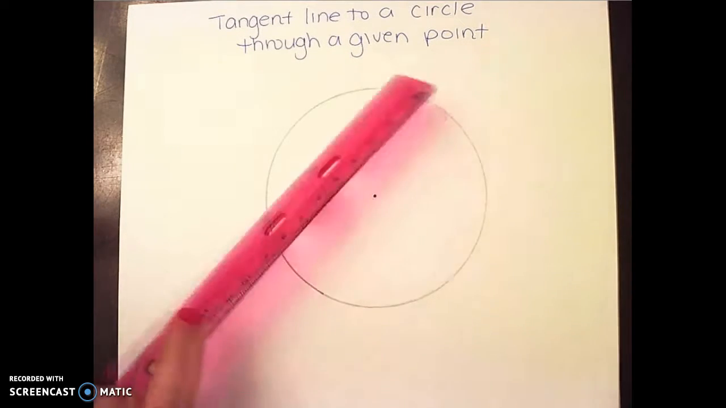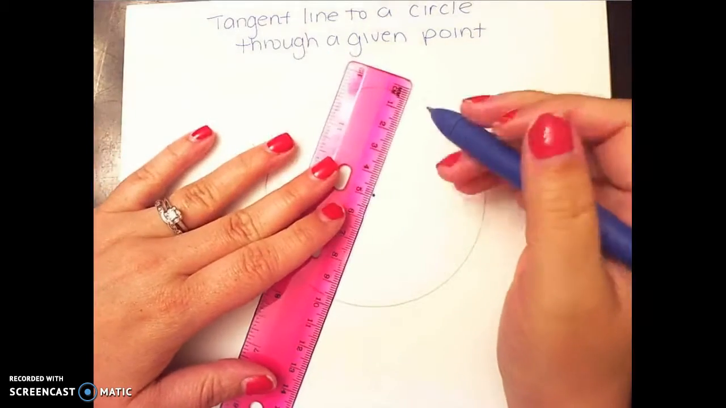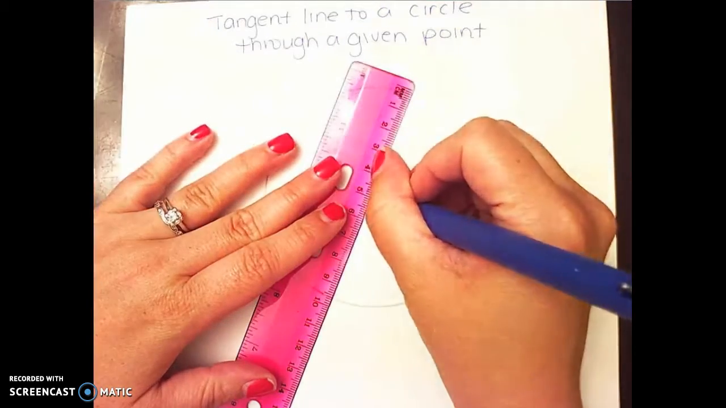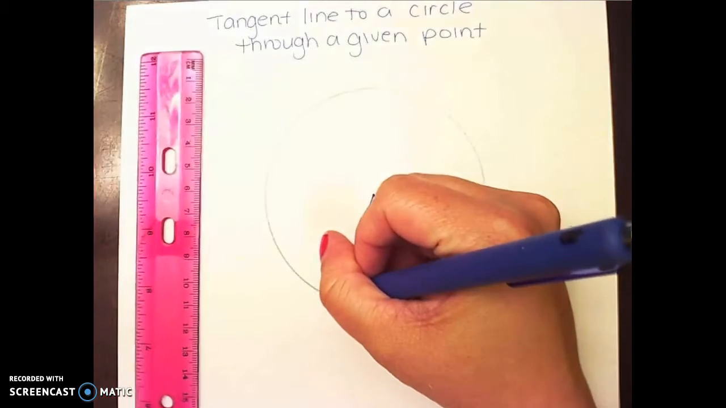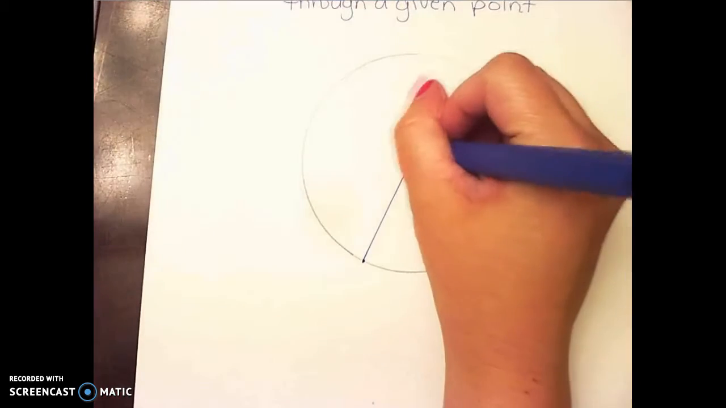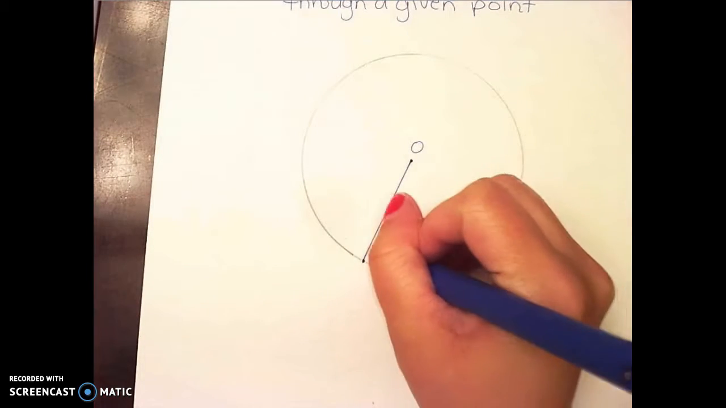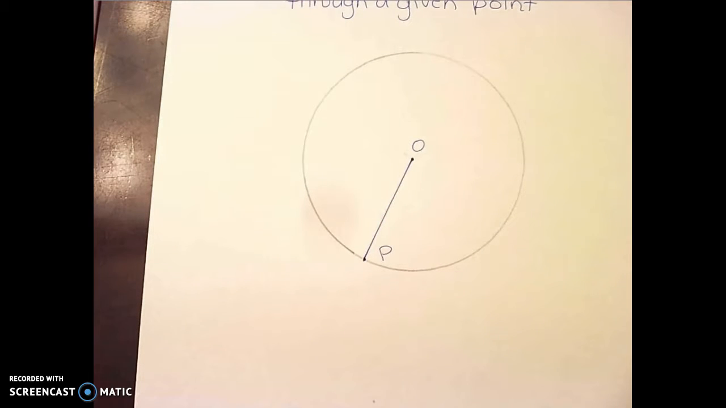And I'm also going to draw a radius. Okay, so there's my radius. Let's call this circle O, and I've got point P. And I want a line tangent to the circle through point P. So this much so far would be given to me already, and then I would just have to construct that tangent line.